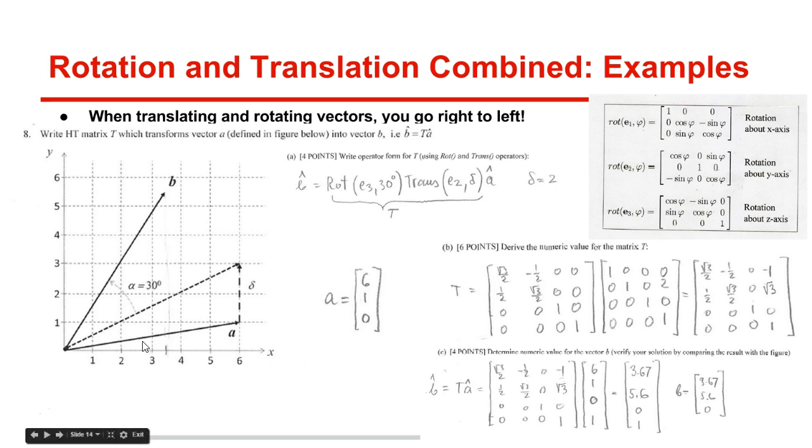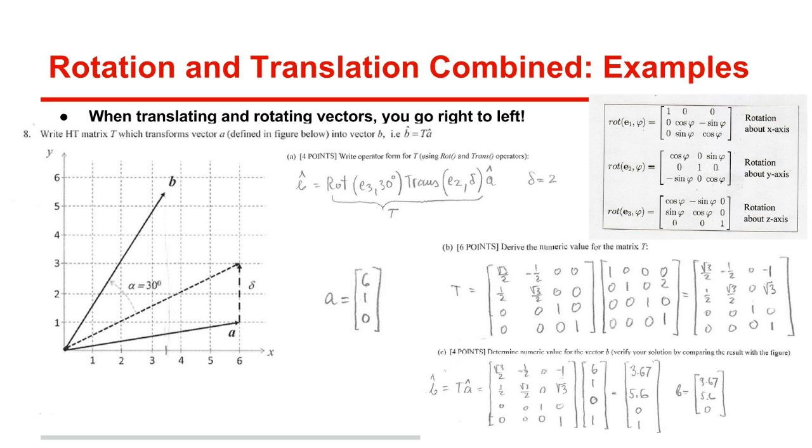So we have vector A, and the question is asking us to determine what's the combination of translation and rotation matrices to get vector A to vector B. In other words, what's the transformation matrix to get A to multiply by this transformation matrix to get B? So one thing that I'd like to stress is when you are translating and rotating vectors, you always go right to left.